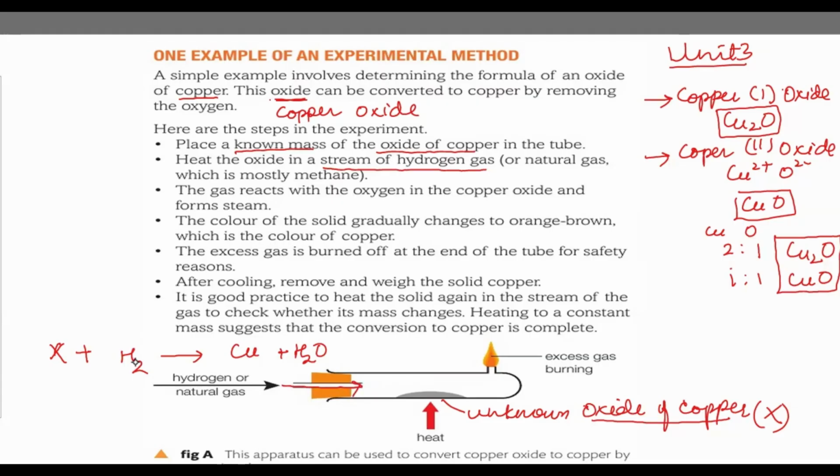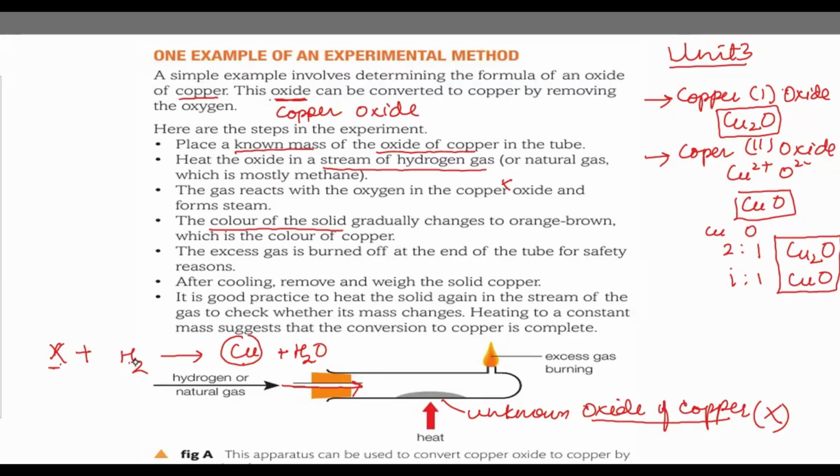Now, the gas, which is hydrogen gas, will react with the copper oxide, which is X, and after some time it is going to reduce the copper oxide X to copper and water. The color of that solid will also change, but that is not a surety that all the copper oxide has been converted into copper. Still, we have to weigh it multiple times, two, three times, till the time we get the constant mass.